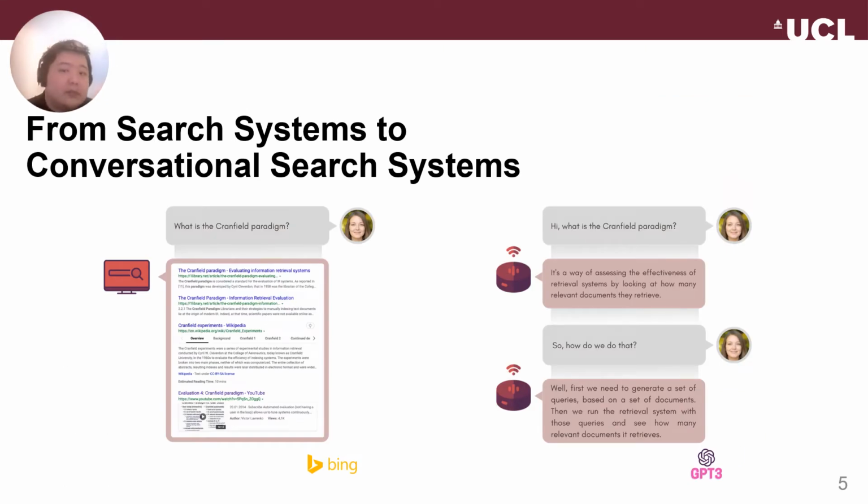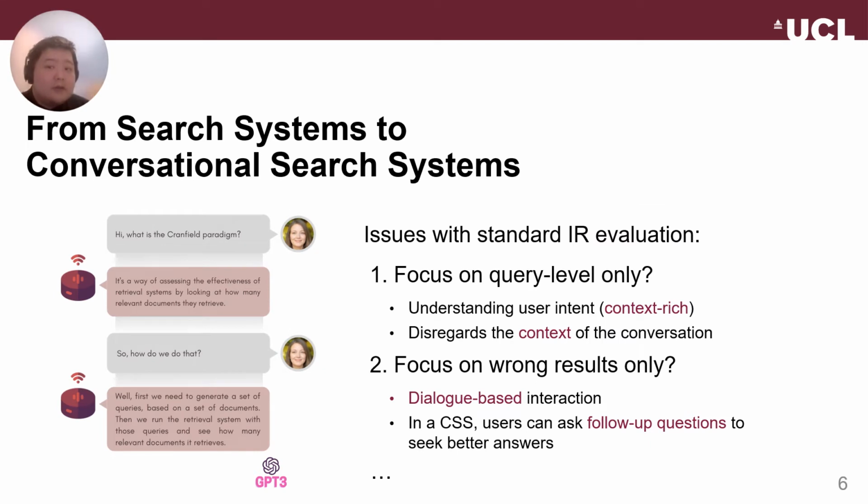Another thing we should keep in mind is the difference between information retrieval systems and conversational search systems. Here, on the left-hand side, is a case of web search where the user inputs a query and gets a ranked list of documents as a response. While on the right-hand side is an example of an intelligent assistant, where users interact with the system in a more natural way.